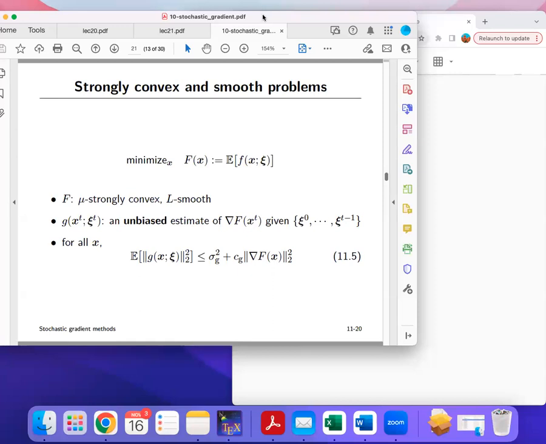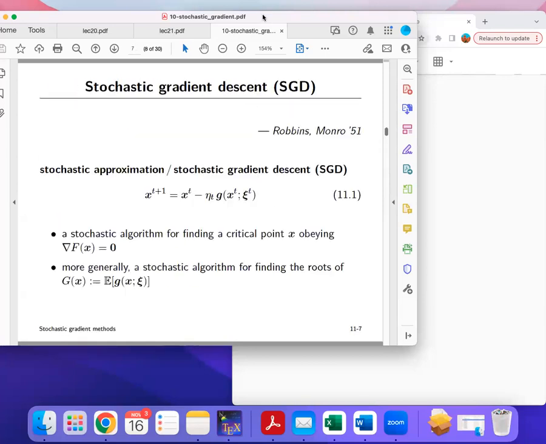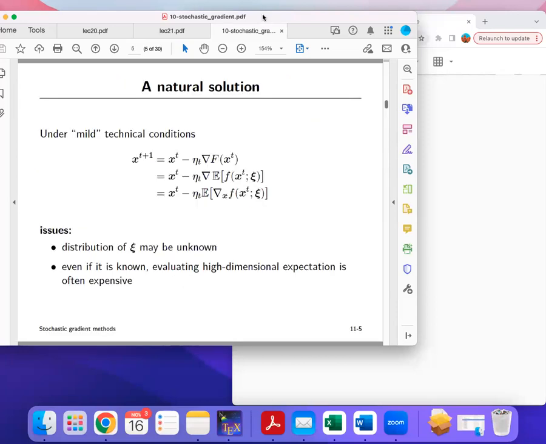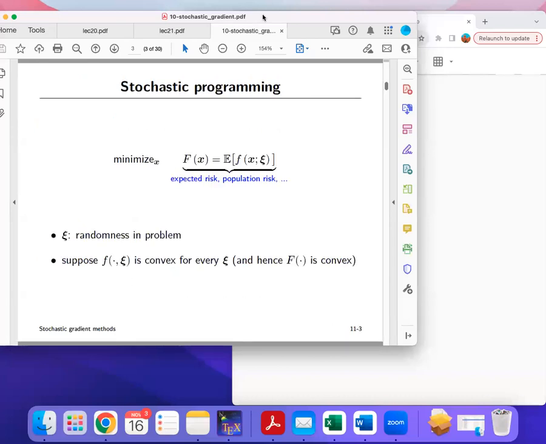So today we're going to talk about convergence analysis of the stochastic gradient descent algorithm. So here we are dealing with this stochastic programming problem.